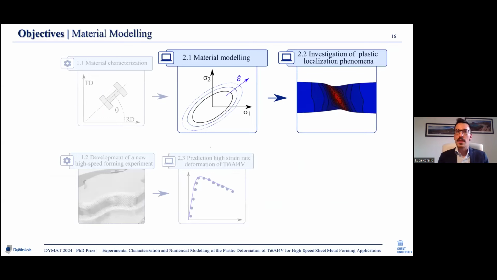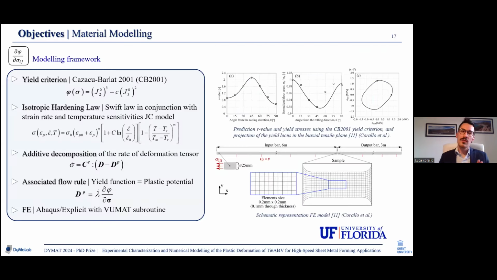So let me introduce the modeling framework I went through. Since this material is clearly not governed by Mises plasticity, I used the yield criterion proposed by Professor Cazacu and Professor Barlat in 2001, in which the yield function is expressed in terms of J2 and J3, the second and the third generalized invariants of the Cauchy stress tensor. I used isotropic hardening combined with the multiplicative terms of the Johnson-Cook model, accounting for both strain rate and temperature sensitivities. I assumed an associated flow rule, and then I implemented the material model in a VUMAT subroutine for Abaqus Explicit.